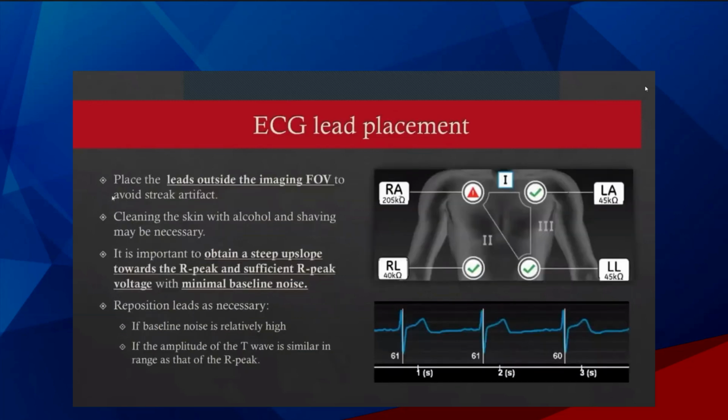You want to place the leads outside the field of view, as we said in the previous slide, to avoid streak artifact. Here's the positioning of where the leads normally would be. This is more of a positioning thing where you want to put them near the upper chest on the right and left sides, and then the lower rib margin. Those are better landmarks for lead positioning.